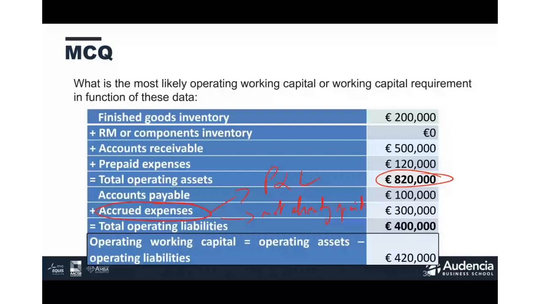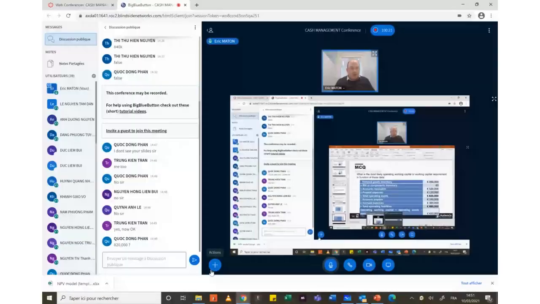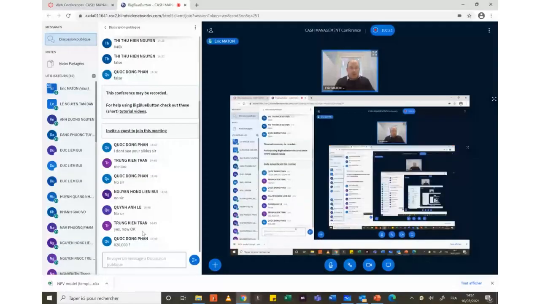We do the difference. So what the company needs to finance in the short term because of the operating activity is only 420,000. The rest. So inside the 820,000, 400,000 are already financed by the stakeholders. Only the rest must be financed by the company. So is what you said, 420,000? No, too much. 420,000. Okay? You forgot the operating liabilities.